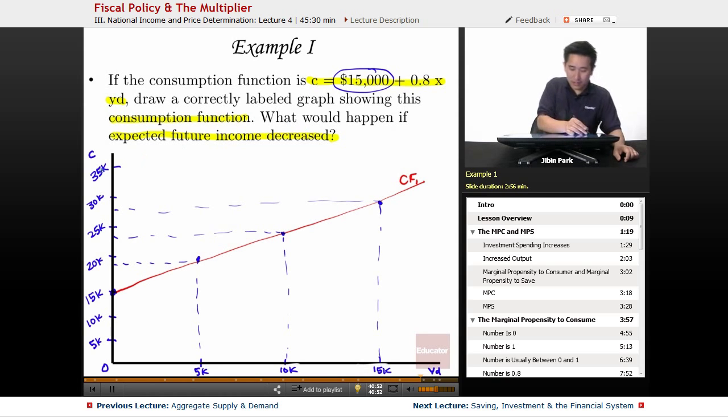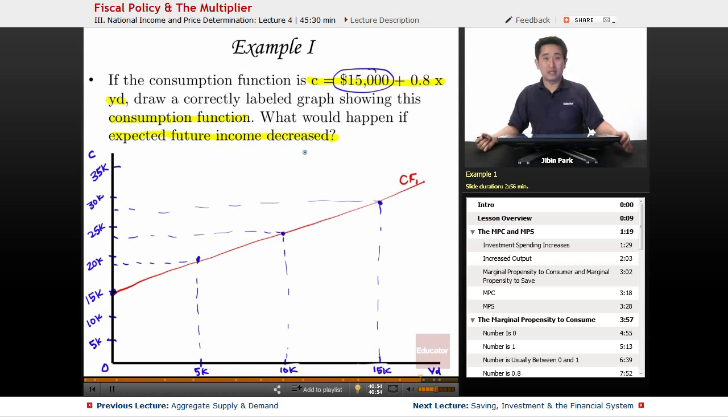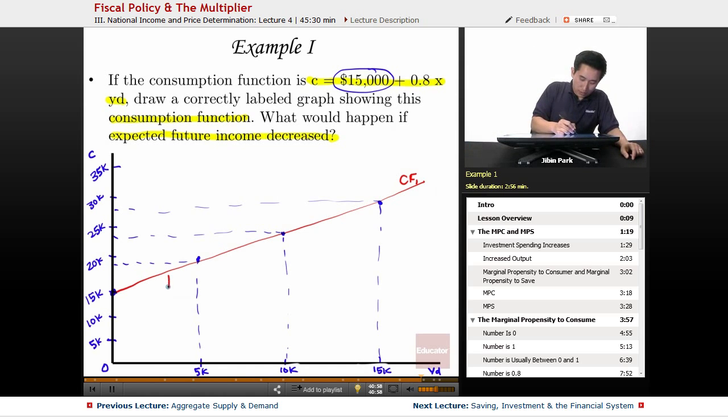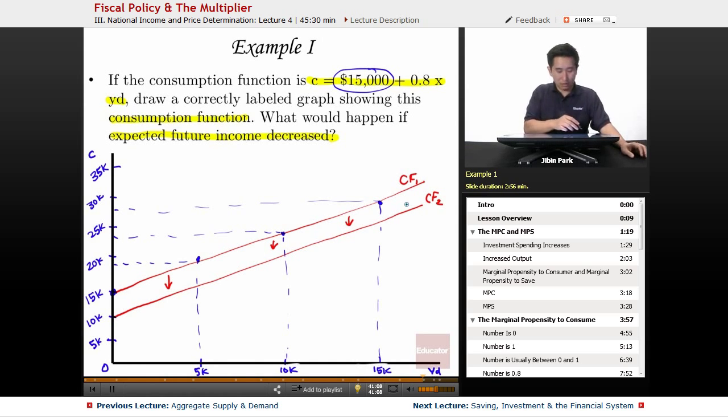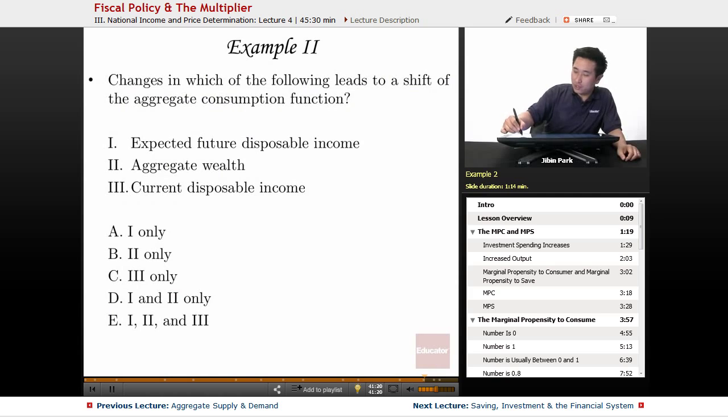Now, what would happen if expected future income decreased here? Then your consumption function is also going to decrease as well. So you have CF2 right here. So maybe your autonomous consumption is going to drop down to 10,000 to adjust for this decrease in future income.